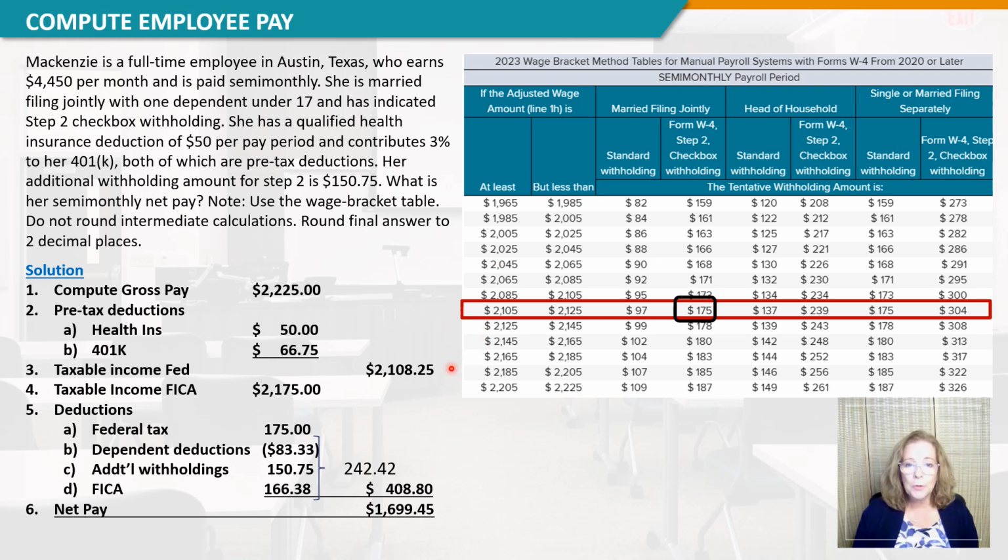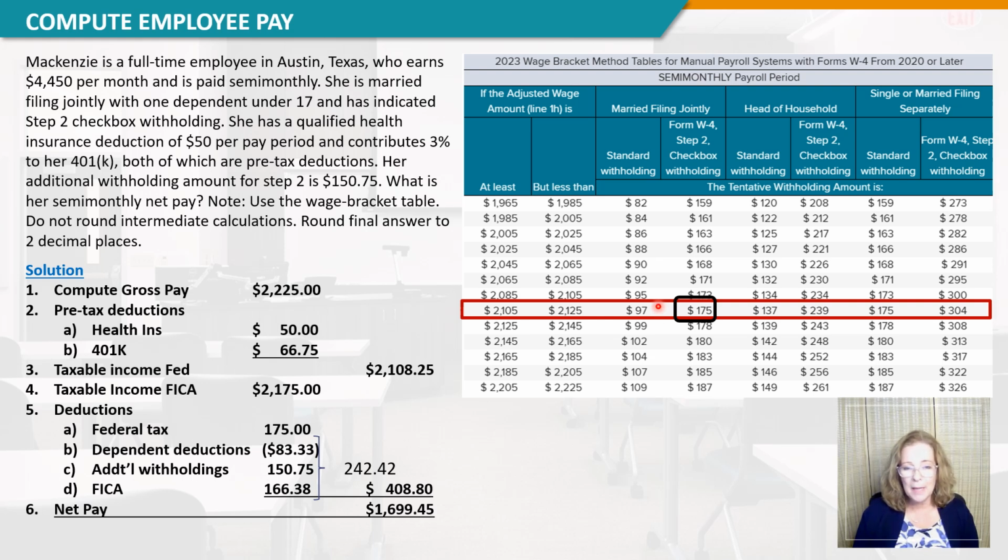In the problem, we were told that Mackenzie is married filing jointly, so we need to look in those columns of the tax table, and we were told that the checkbox in 2C was checked. That tells us that we need the second column withholding amount, which is $175. But we're not finished yet.